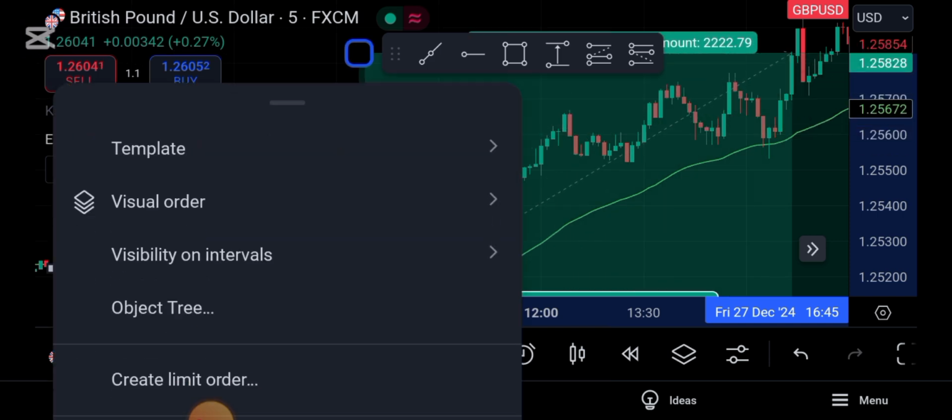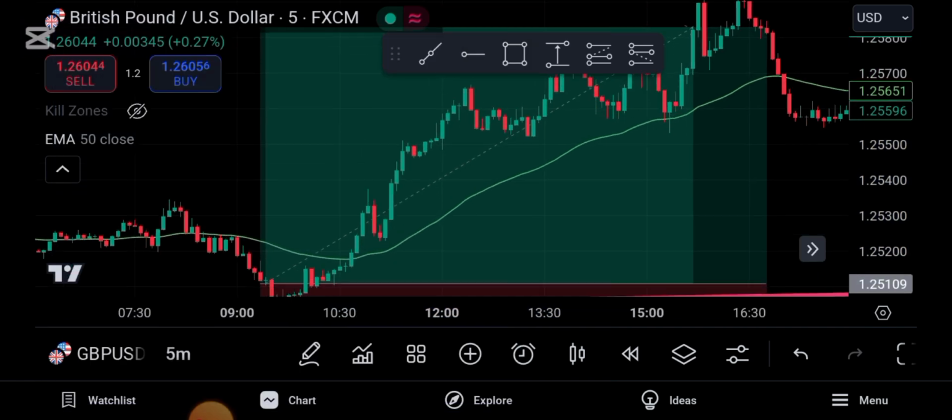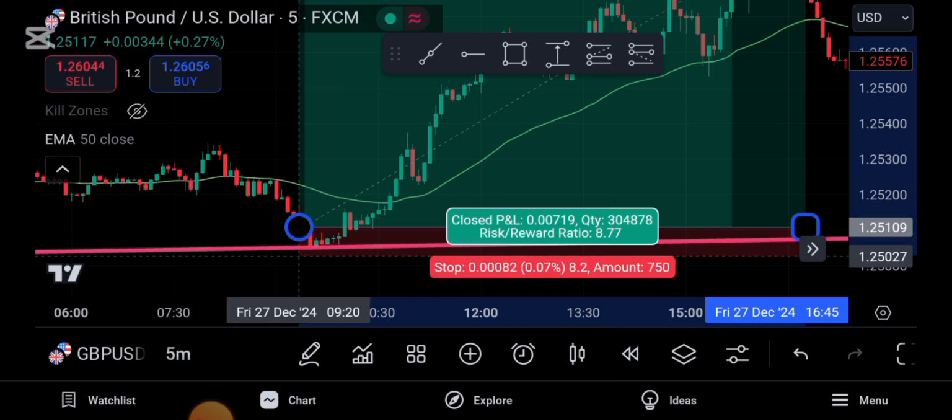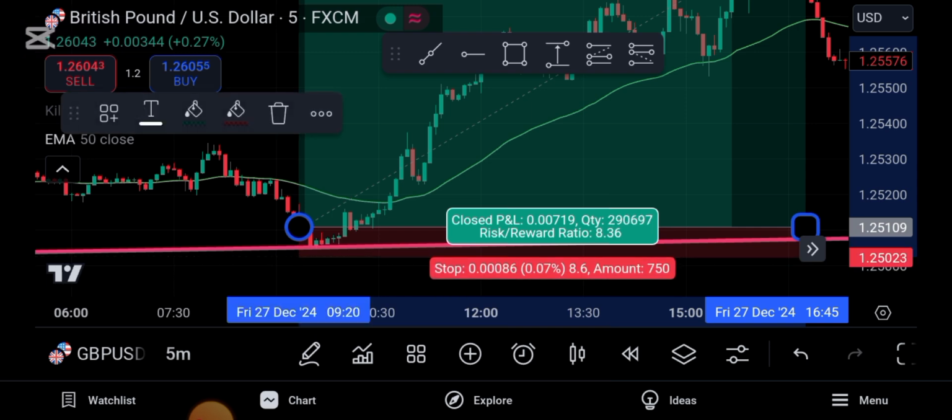Look at that. And your stop loss doesn't even have to be that far. Your stop loss can be around this mark here. So that is a 1:8, you guys. A 1:8 trade at that moment.